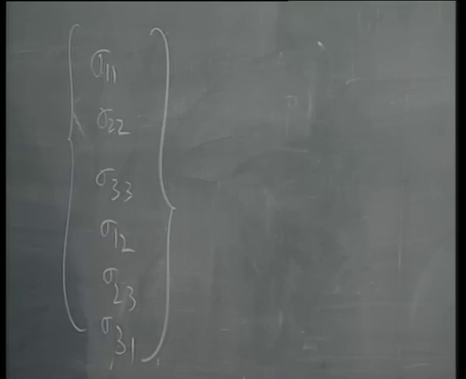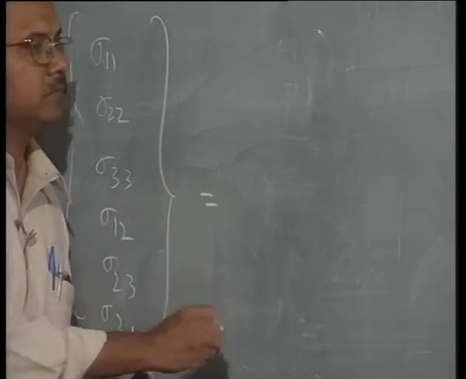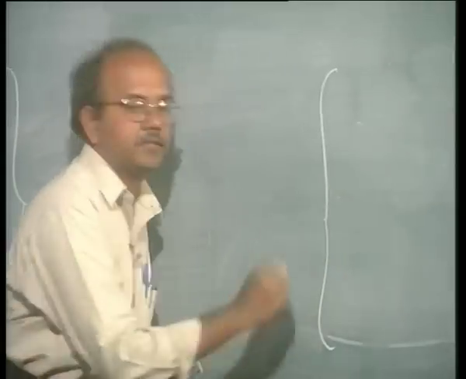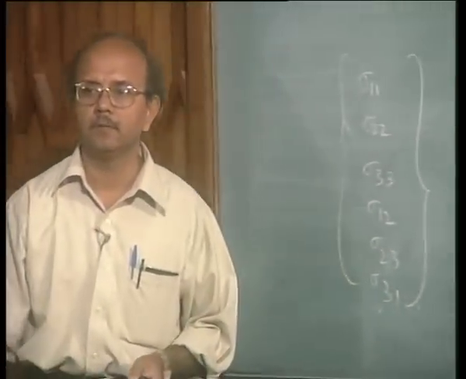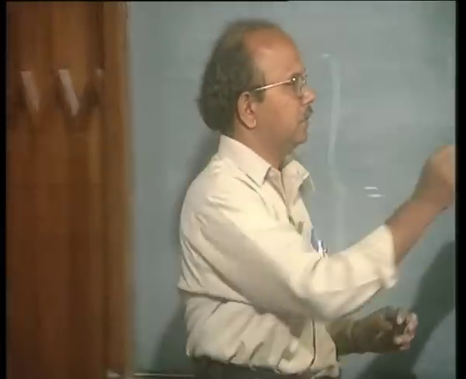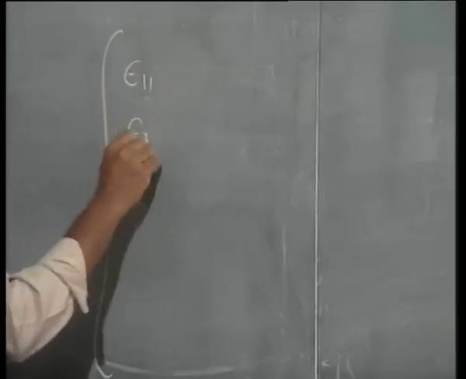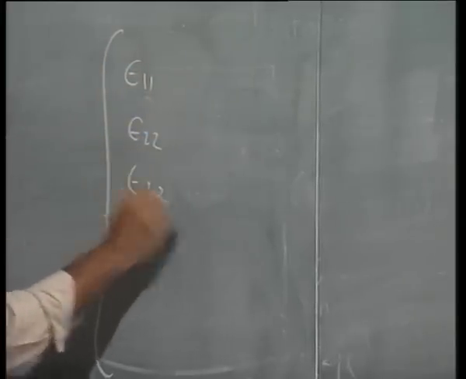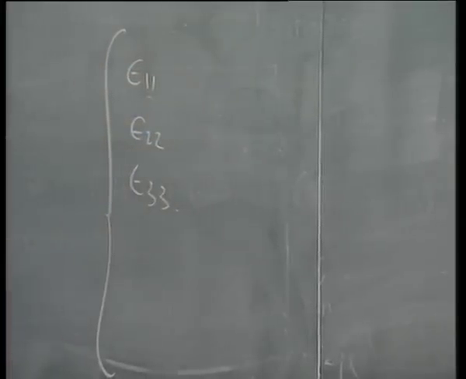On the other hand, let me write the strain terms as epsilon 1 1, epsilon 2 2, epsilon 3 3. Note this carefully, the next thing I am going to write: gamma 1 2. Why have I written that?